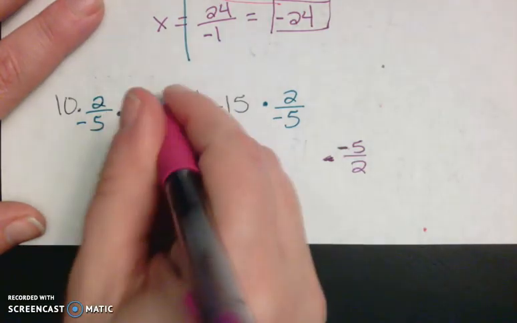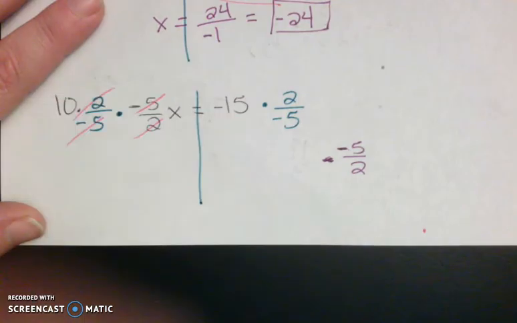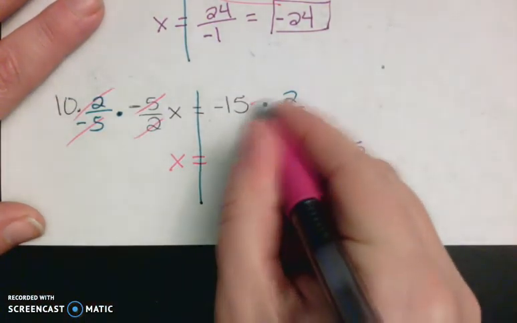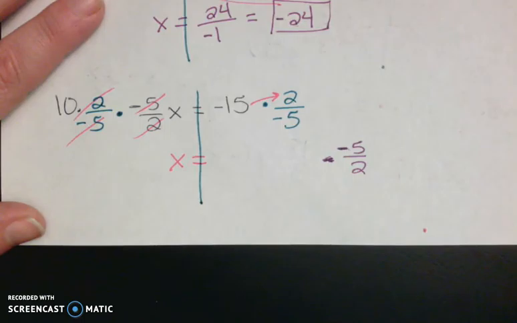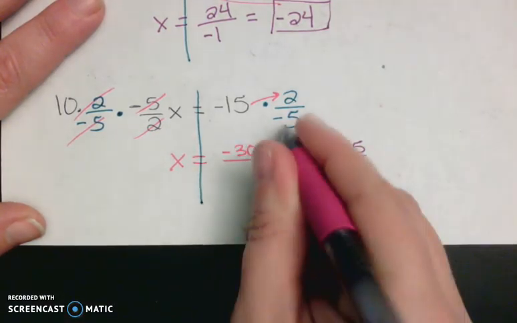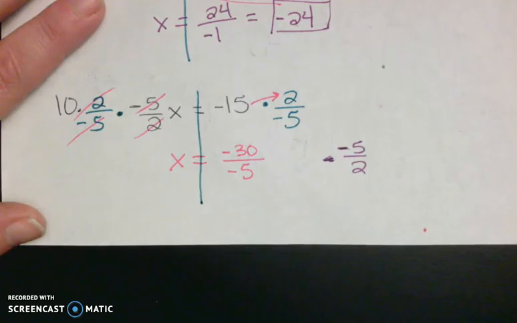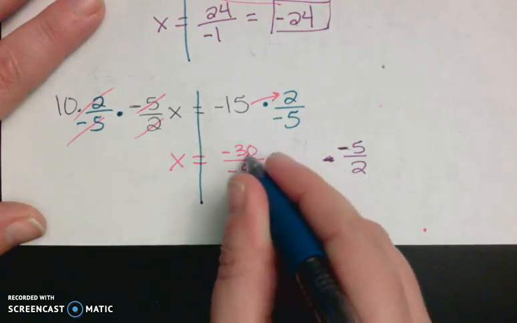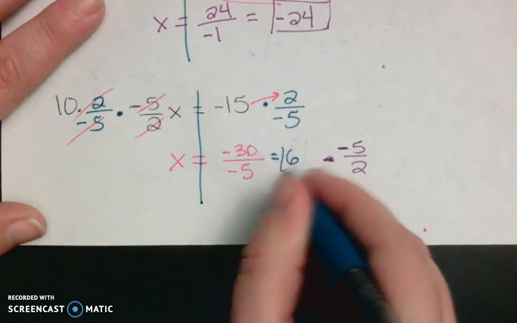Alright, so 5, boom, boom, 2, bam, bam, leaving just an x. So multiply the top number. -15 times 2 is -30 over -5. And then we can simplify that. A negative divided by negative is a positive. 30 divided by 5 is 6. So you just get 6.